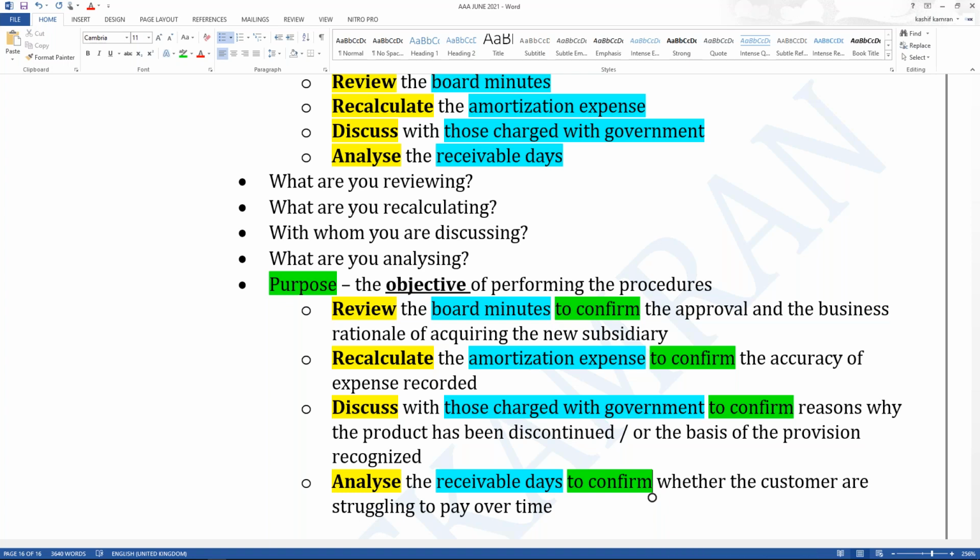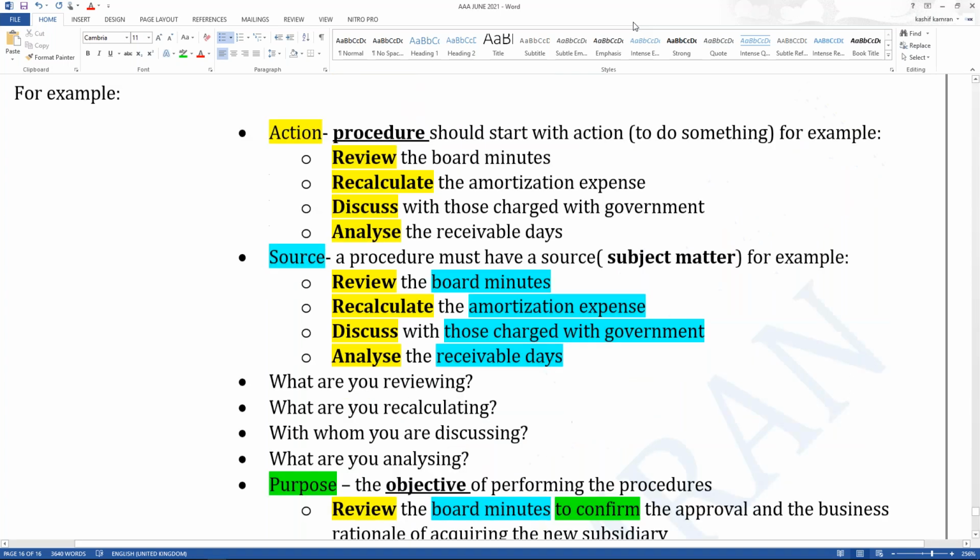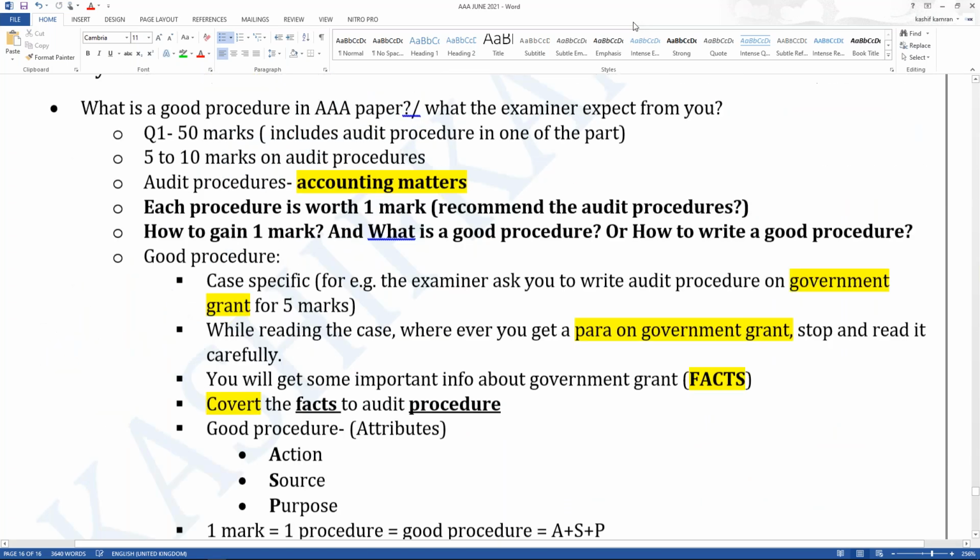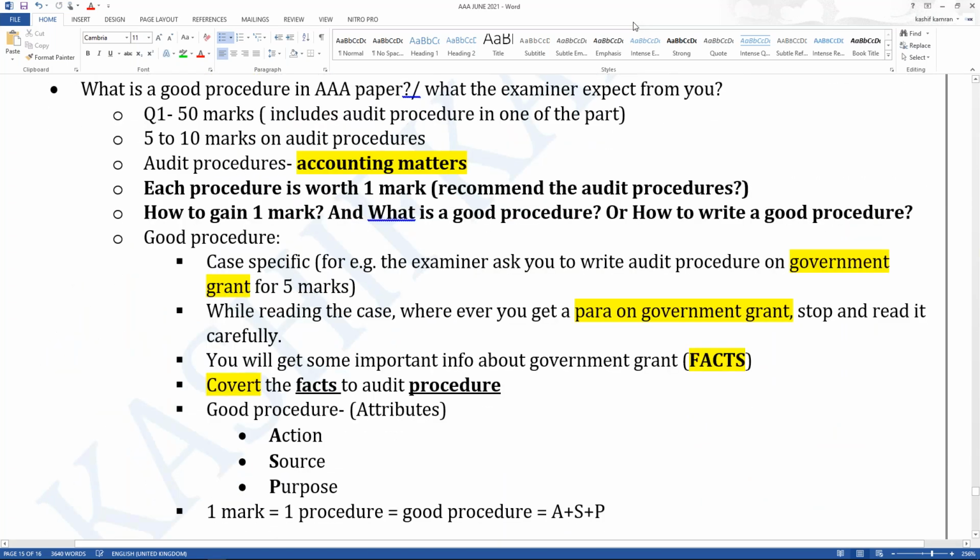Let's do an exercise and exit from the procedures, right? Let's do a real exercise. Let me do a recap, and I will do exactly the same exercise with you, and you will continue this back at home. Look at exercise number 1. What is a good procedure? In question number 1, you get a procedure question, mostly for 5 to 10 marks. The procedures are on accounting matters. Each procedure is worth 1 mark. Recommend the audit procedure. How to gain 1 mark? A good procedure should be case specific.